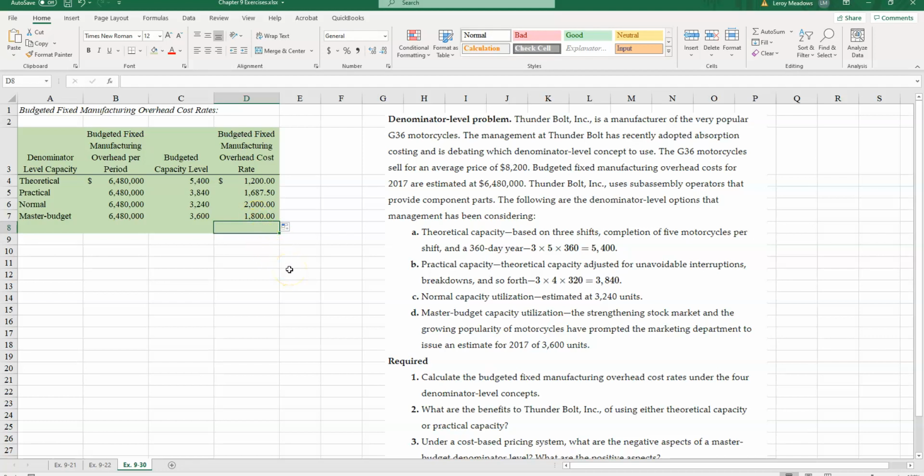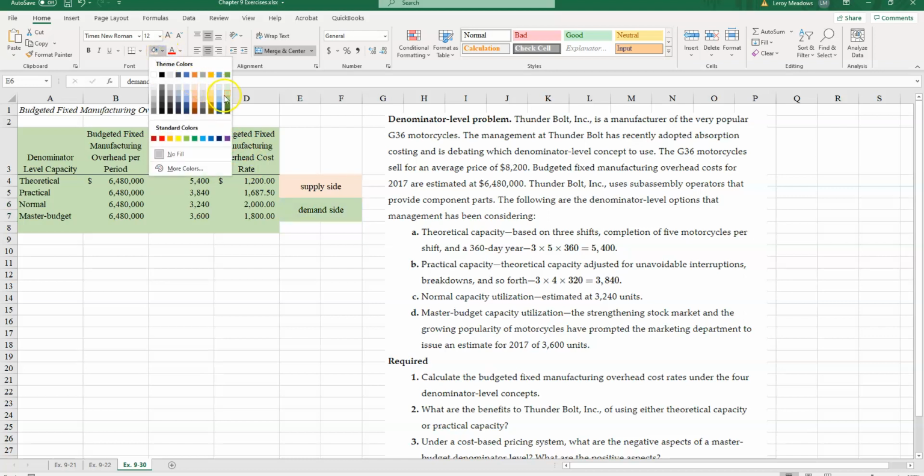Now, the rates are different because of the different levels of capacity when I have my fixed manufacturing overhead cost per unit. Now, remember that theoretical and practical capacity are supply-side concepts, such as production. How much can I produce? How much can I make? So this is going to be supply side. And this is going to be demand side. And why is that? That is because the focus on normal capacity and master budget capacity are based on how much people want of our product. So it has nothing to do with how much we can produce, but rather how much customers want our product.